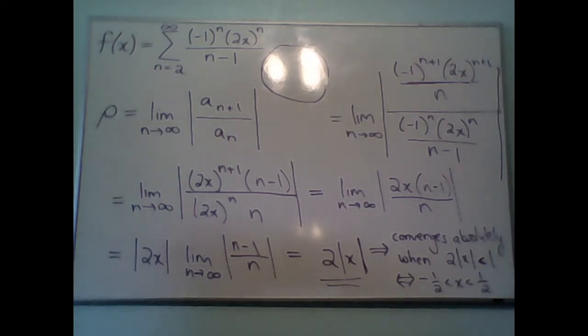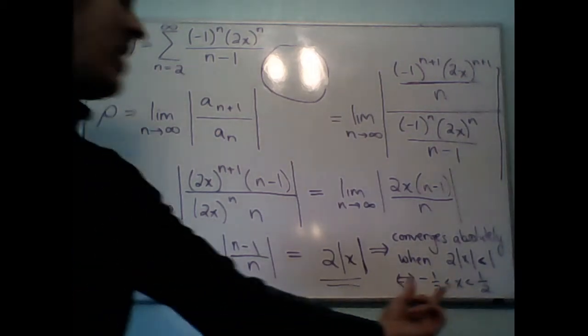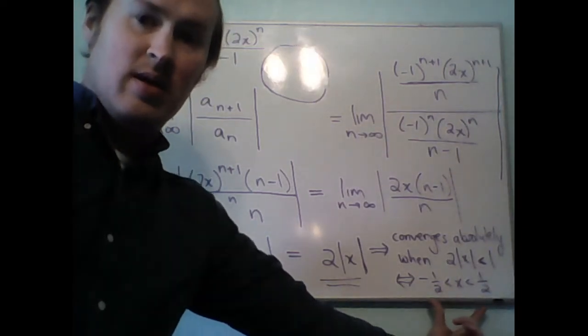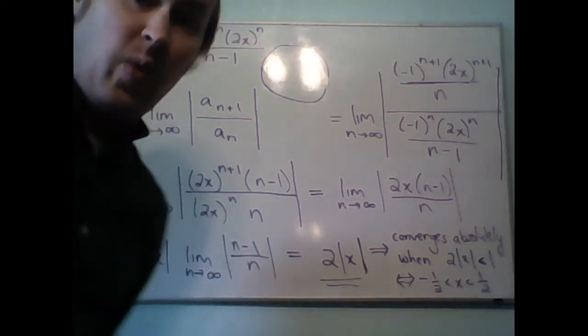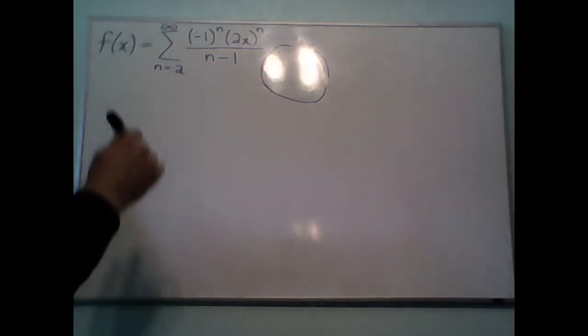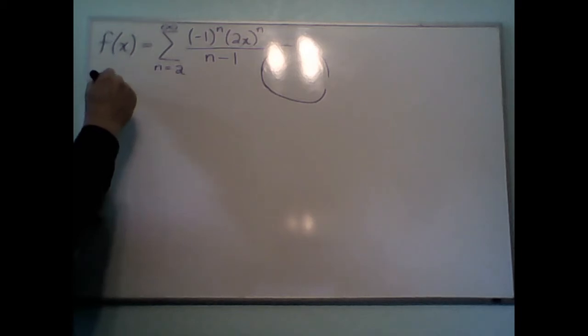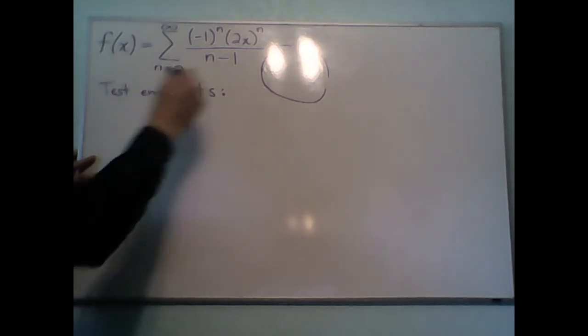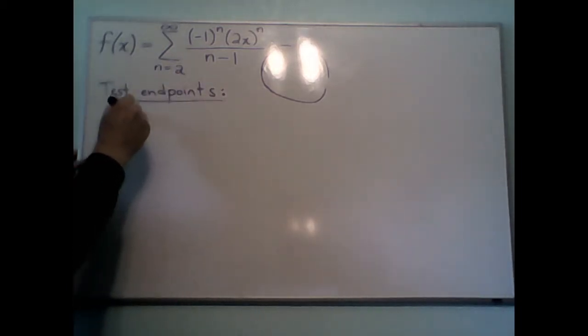But I'm asked for the interval of convergence, which means I need to know, does it converge at these two endpoints, plus or minus 1/2? I've got to test them separately because those are exactly the locations where the ratio test gives me rho equals 1, and so it's inconclusive at the endpoints. So let me erase the screen magically. And I'm going to test the endpoints separately. So the first one is x equals 1/2.